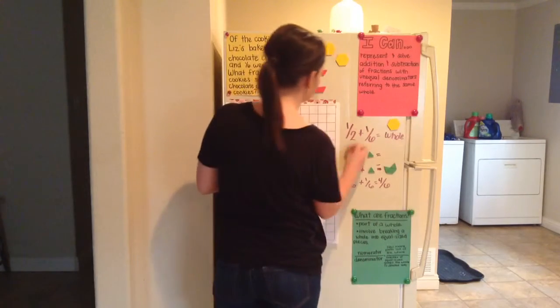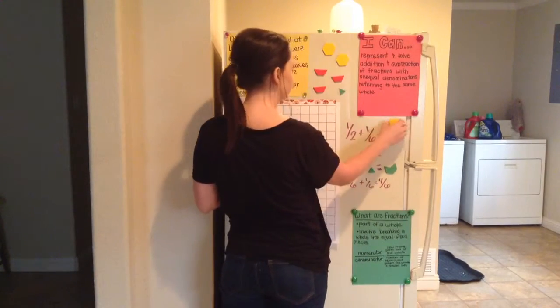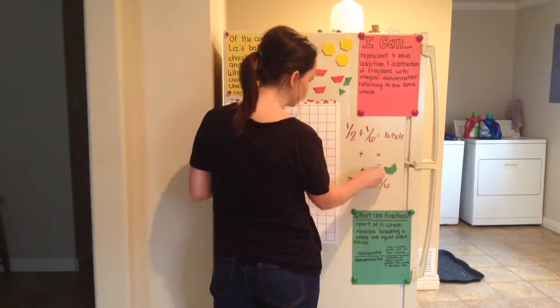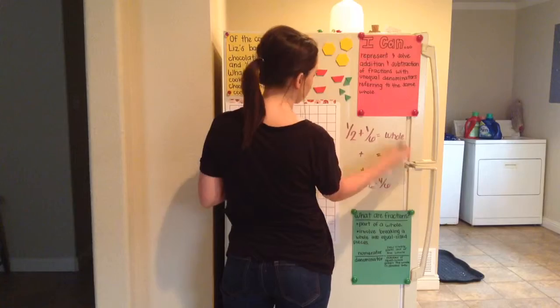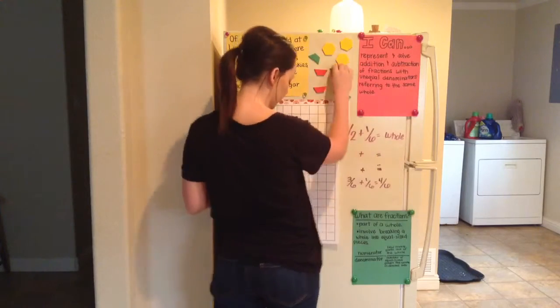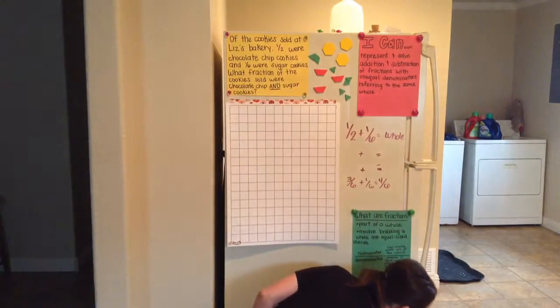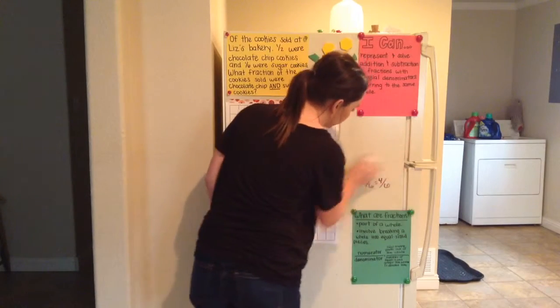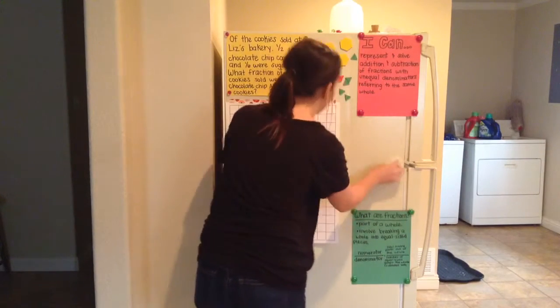All right. So let's bring these all back up here. Now we're going to solve the same problem just using a different method, and we're going to call it the area model. We're going to use our grid paper over here to help us with that.